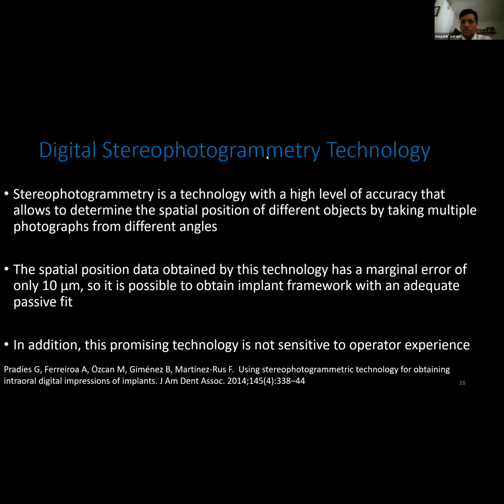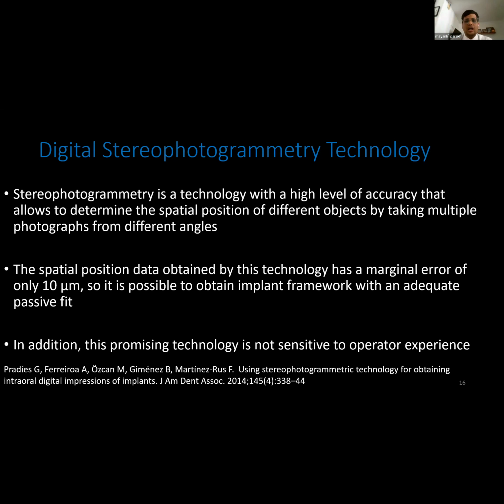Now coming to the more advanced technologies that patients are currently seeking and a lot of clinics are using. One of them is digital stereophotogrammetry. This is a technology where a series of photographs are taken at different angulations and at different positions. These images are then converted to a three-dimensional object, which helps in giving the exact spatial positioning of the implants in place. The technology is so advanced that the error is only 10 micrometers, which can easily help us obtain the passive fit of the implant framework and the prosthesis.